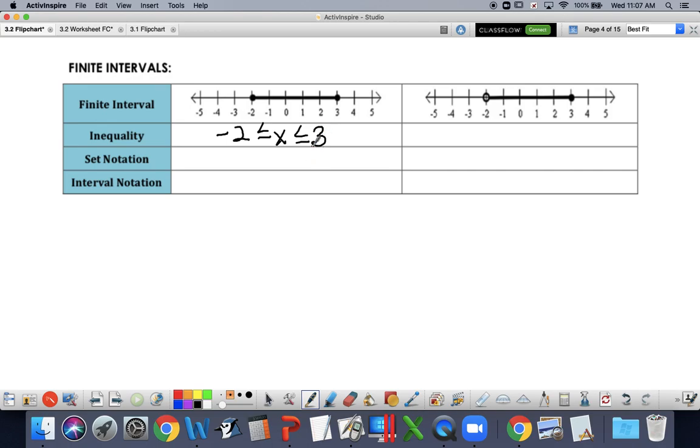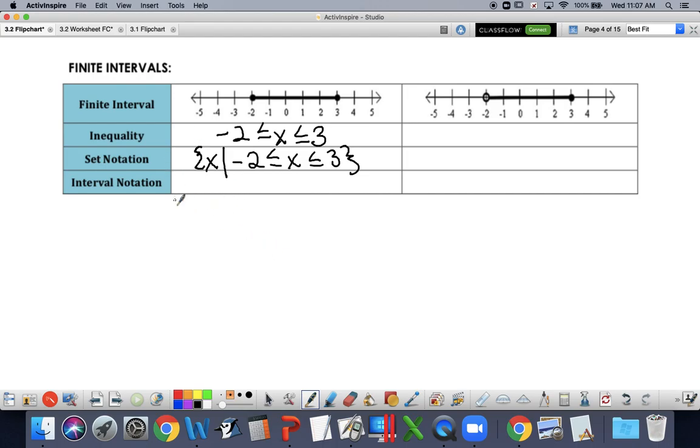For set notation, I already have my inequality piece done, so all I really have to do is add that wording. For all real numbers x, such that, that's kind of what the pipe means, and then I fill in the inequality that I'd already set before.